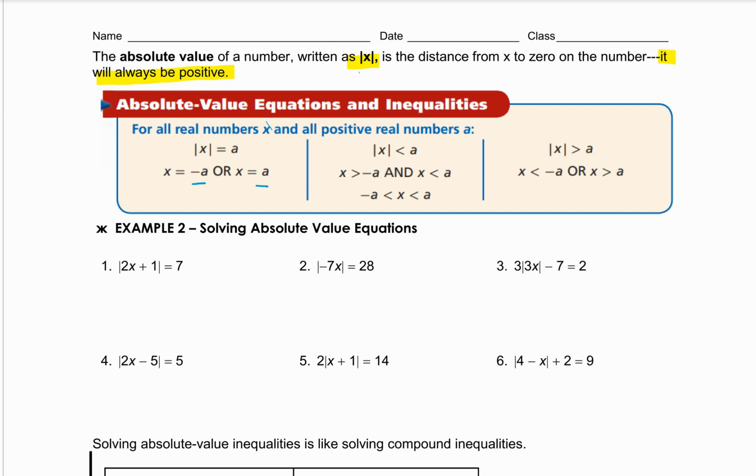And we'll get to the compound inequality stuff in a moment, but in order to solve an absolute value equation, here's what you've got to do. Isolate the absolute value. Step one is always isolate. Step two, we are going to separate.